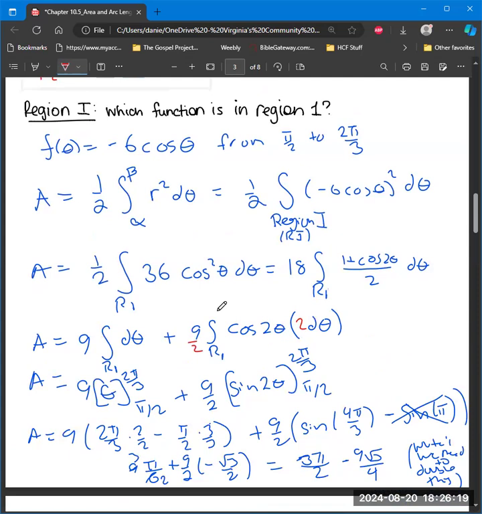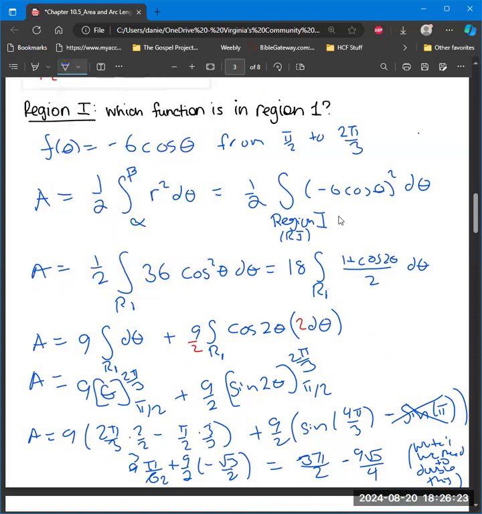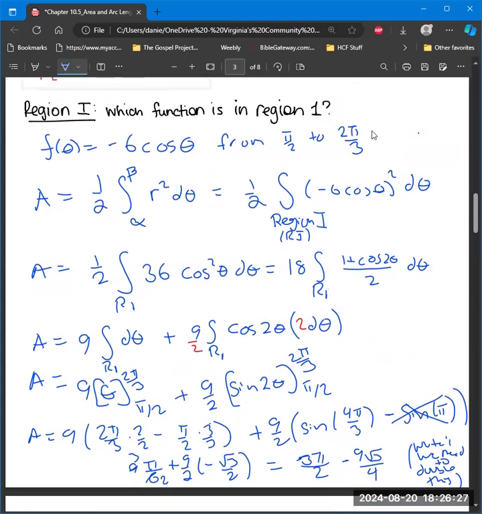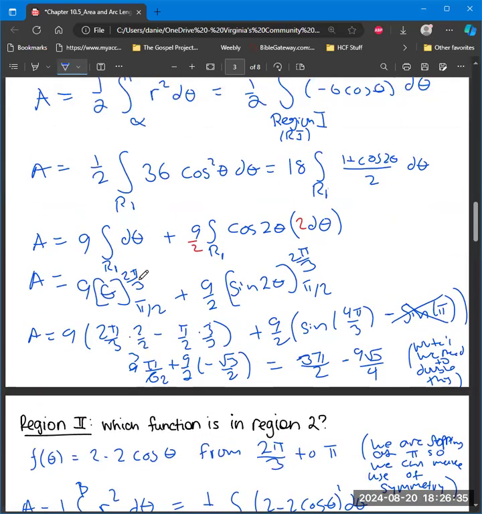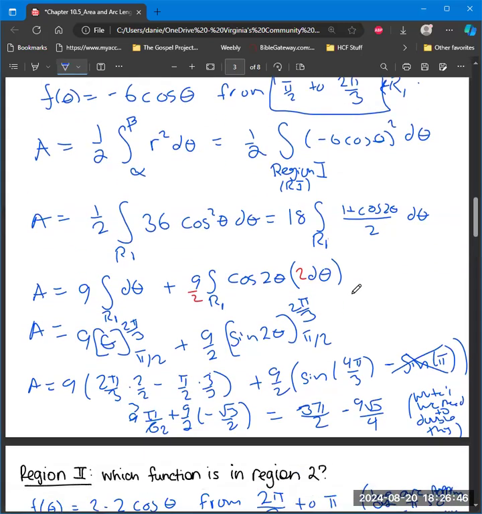And switch back to blue here. Again, that R sub 1 there is going to be theta between pi over 2 and 2 pi over 3. So when I get down here to where I'm doing my fundamental theorem of calculus and evaluating pi over 2 to 2 pi over 3, I go ahead and stick those limits of integration in.